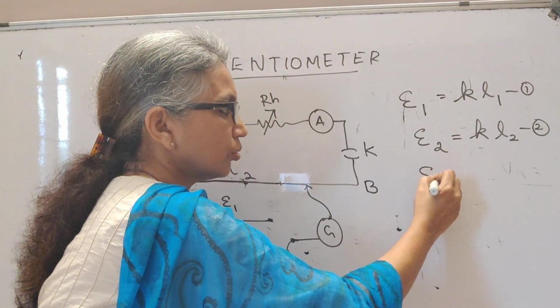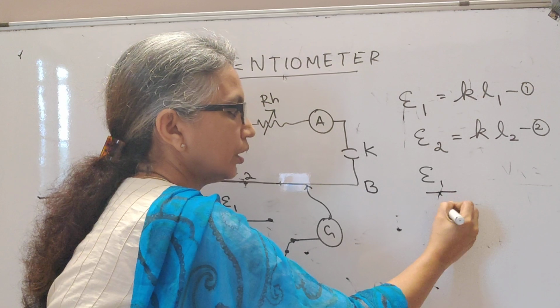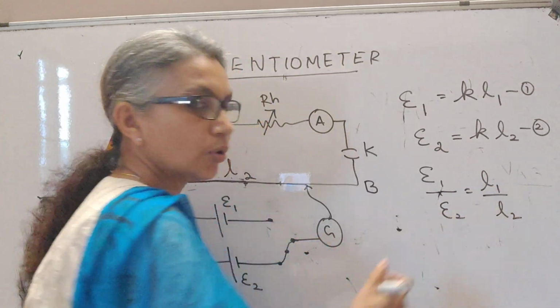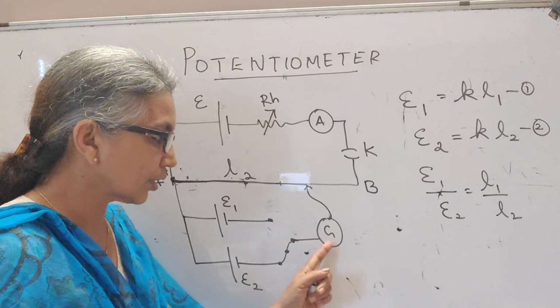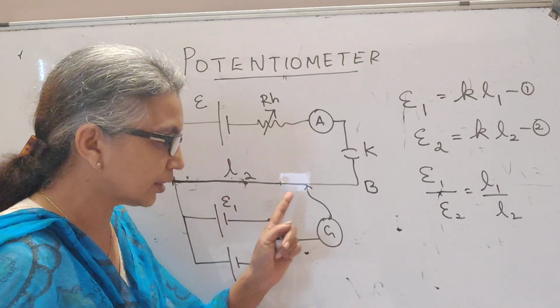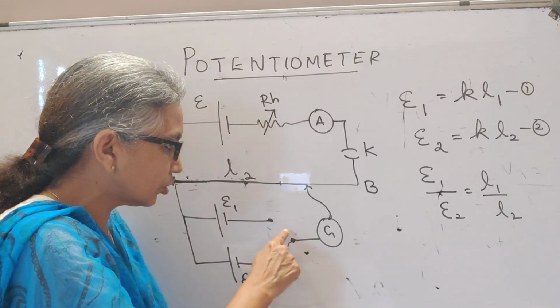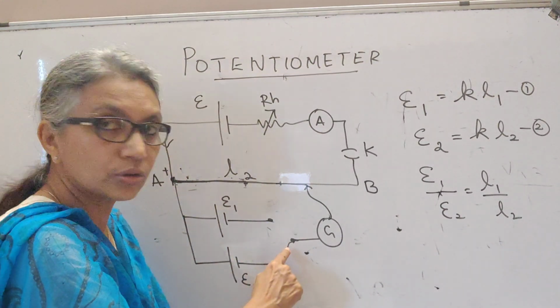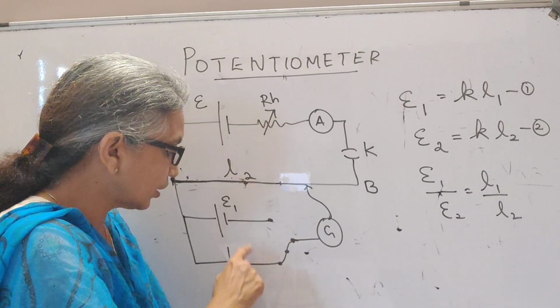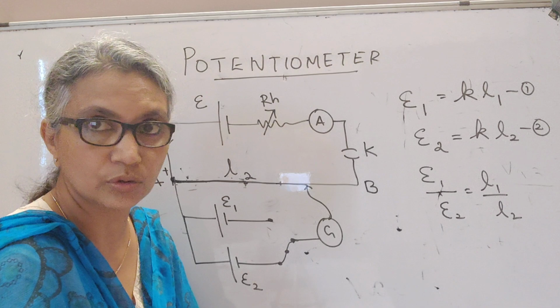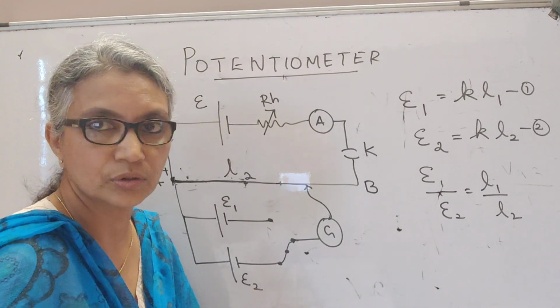Now if I divide the two, I have E1 by E2 equal to L1 by L2. You would have noticed that in both cases, when I am taking the balance length, your galvanometer is showing null deflection. It means that there is no current through E1 and no current through E2. So that is why we may write this, because we are measuring the EMF whenever there is no current through the cell. So now you see that it is so simple.